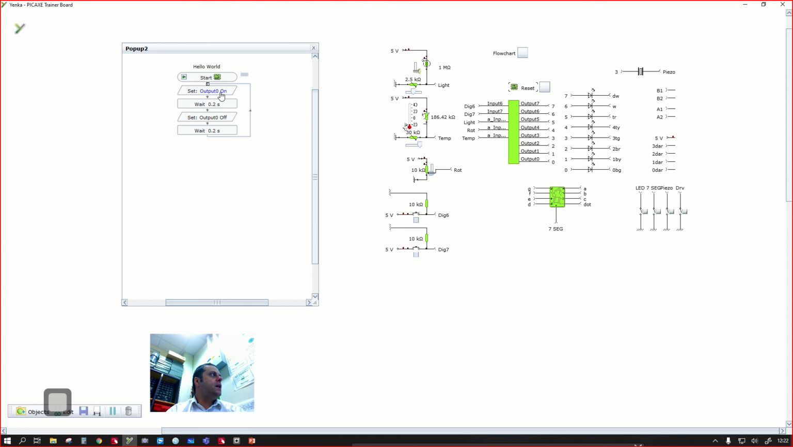It says set output 0 on. If you look at that microcontroller, you can see that the outputs are labelled and there's output 0 down there. And then it says wait 0.2 seconds, and then it says set output 0 off, and then wait 0.2 seconds, and then go back. And just keep doing that over and over again. There's an infinite loop. So basically that output 0 would be going on and off every fifth of a second.